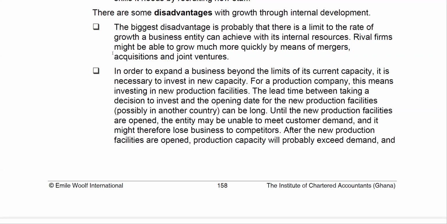Now, let's look at the biggest disadvantage of organic growth. It's probably that there's a limit to the rate of growth a business entity can achieve with its own resources. Yes, of course, we need more money. So rival firms might be able to grow much more quickly by means of mergers and acquisitions and what? Joint ventures. Now, in order to expand the business beyond the limits of its current capacity, it is necessary to invest in new capacity. So for a production company, this means investing in new production facilities. So the lead time between taking a decision to invest and the opening date for the new production facilities, possibly in another country, can be long. So until the new production facilities are open, the entity may be unable to meet customer demand.